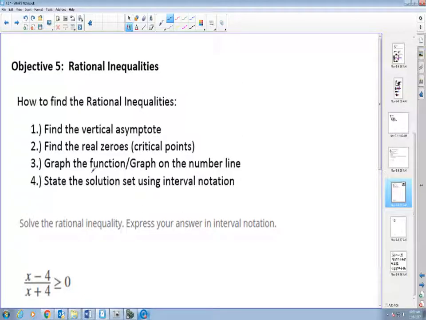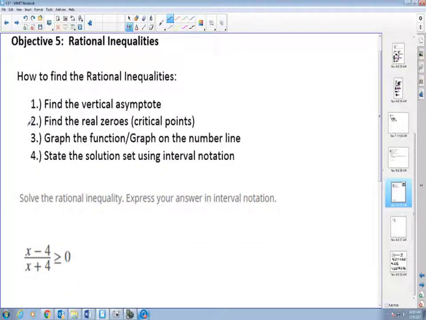Welcome to College Algebra. In this lecture video, we're going to talk about rational inequalities. Okay, the last objective for lecture video 4.5. In the last video, I showed you how to draw a rational function by hand. Hopefully, by doing that, it will help us here with the rational inequality, which is very similar to the polynomial inequalities that we've done before.